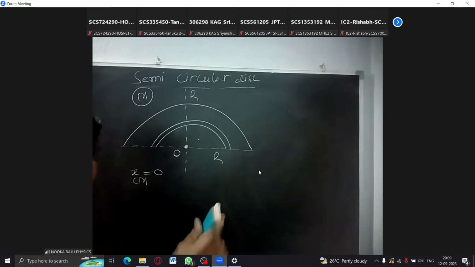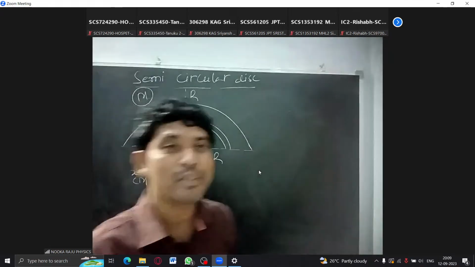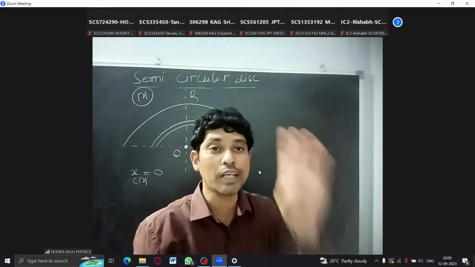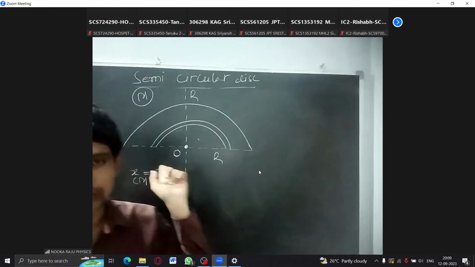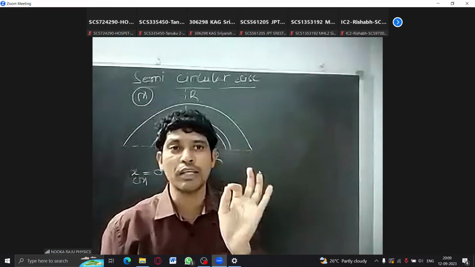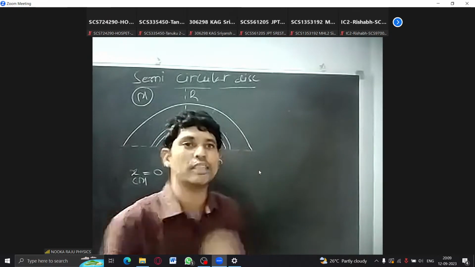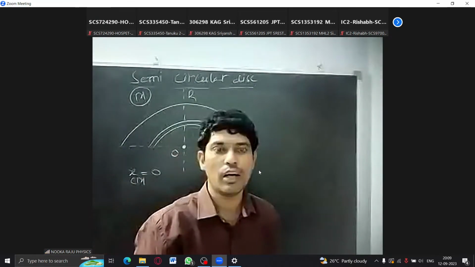So I want to consider the circular ring. Sorry, I just want to find out the center of mass of a semicircular disc. Don't confuse this point. I have one important notation: the center of mass of a circular ring. I'm going to utilize that information to find the center of mass of the circular disc. Are you okay?